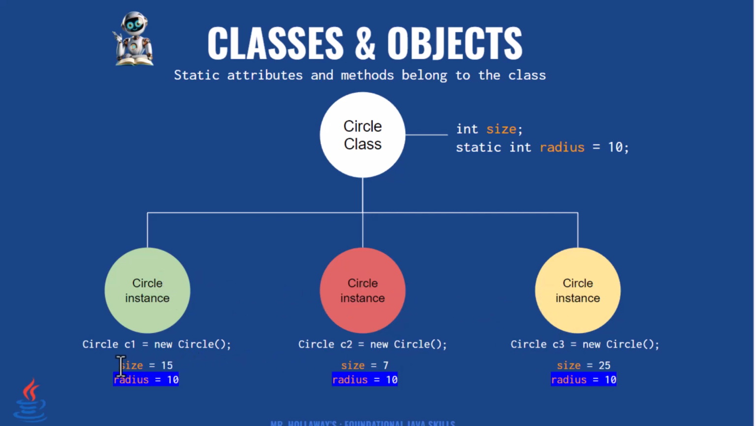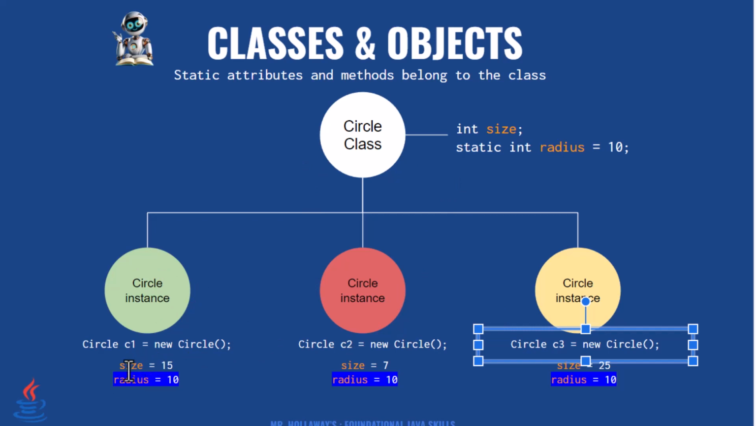And we set the size variable to different amounts. So this is 15, this is 7, and this is 25. But notice that the radius, which is static, belongs to the class. It is the same all the way across. So if we were to change this to 20, it would change across all of the instances, because it belongs to the class.